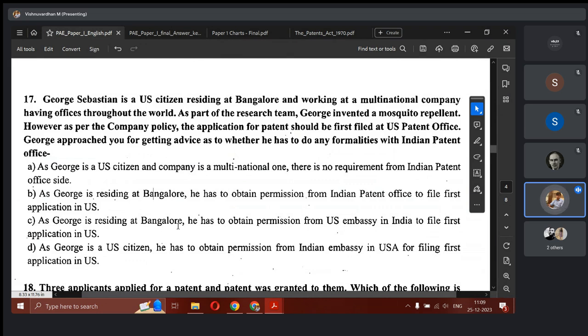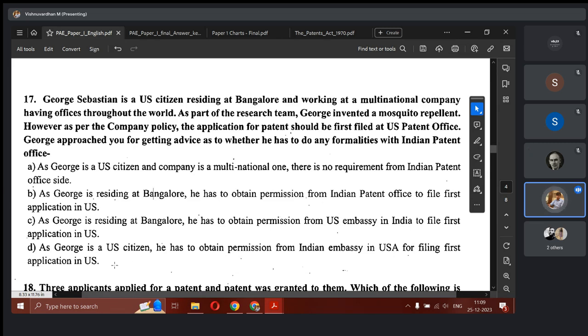As George is residing at Bangalore, he has to obtain permission from US Embassy in India to file first application in the US. No, he doesn't need all this. You don't need US Embassy's permission to file application. As George is a US citizen, he has to obtain permission from Indian Embassy in the USA for filing first application in the US. Okay.